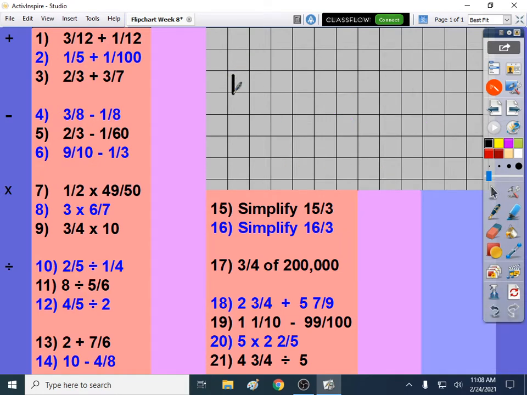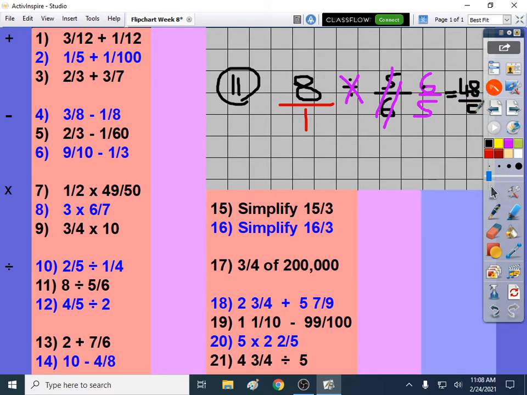Question 11. 8 divided by 5/6. Let's make it 8 whole ones. Let's do the KCF. Keep, change, and flip. My gosh, we're going to get 48. 8 times 6, 48. And 5. 48/5. That is all right.